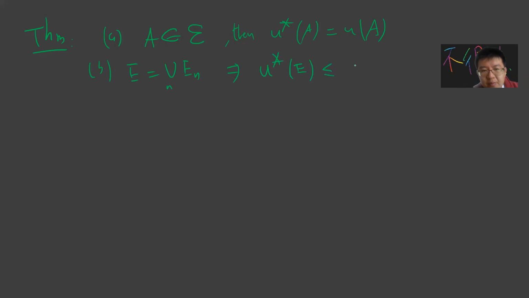So let's give two important theorems of outer measure. The first theorem should be very intuitive. If A is in an elementary set, then the outer measure of A should be the same as our measure, because we want to start from the measure of the elementary set and extend it to the outer measure. And part B is that the outer measure of a countable union is at most the sum of the outer measures. This is called subadditivity.